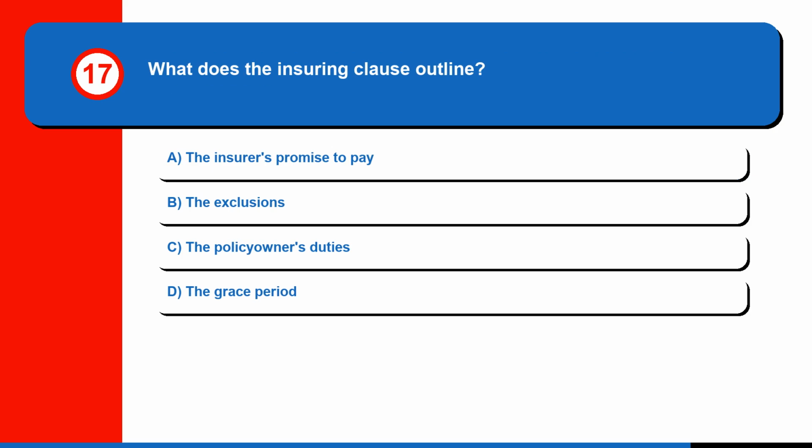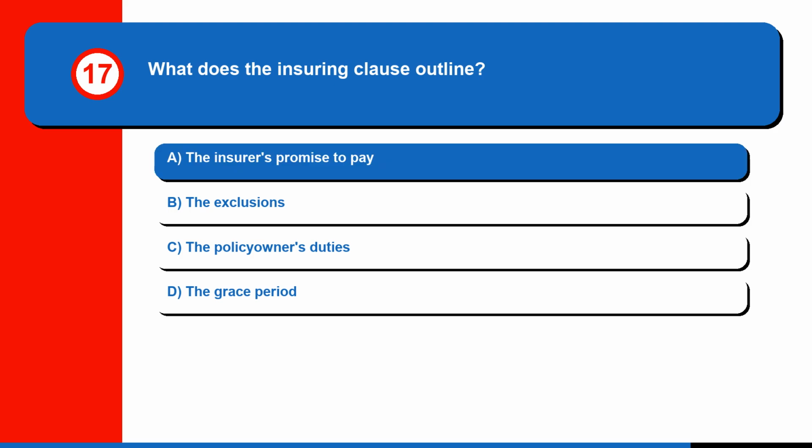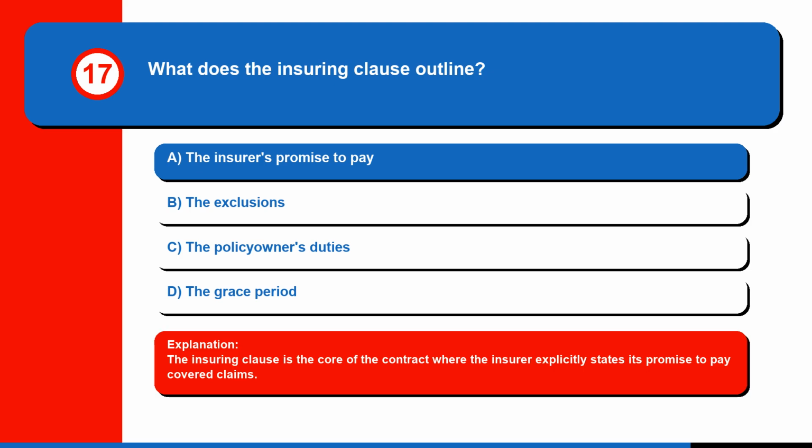Question 17. What does the insuring clause outline? A. The insurer's promise to pay. B. The exclusions. C. The policy owner's duties. Or D. The grace period. The correct answer is A. The insurer's promise to pay. The insuring clause is the core of the contract where the insurer explicitly states its promise to pay covered claims.